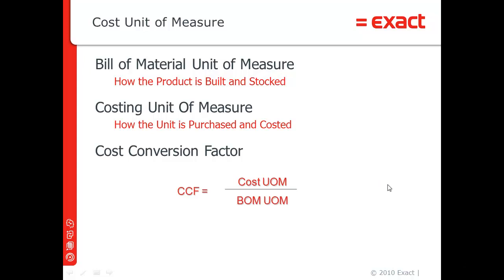Now let's take a look at the cost unit of measure, bill of materials unit of measure, and the cost conversion factor. So there are two units of measure in MAX. The bill of materials unit of measure, which is how parts are built and stocked, and then the cost unit of measure, which is how the unit is purchased. The cost conversion factor converts cost unit of measure parts to bill of materials units.